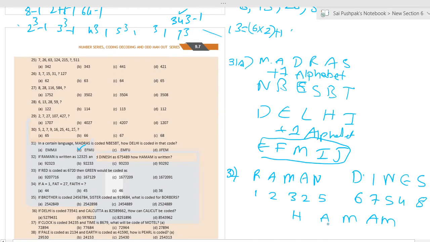H, what is H here? 9. What is A? A is nothing but 2. So we will write 2 here as well. What is M? M is nothing but 3. So the code is 92323.